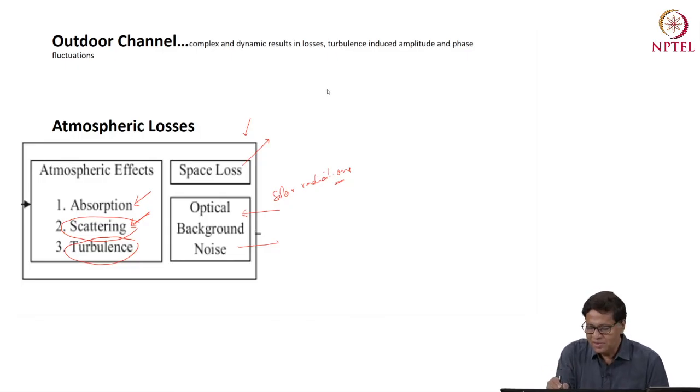So basically at the receiver, I have to find out how many photons I'm getting, signal photons, and how many are coming from background, or let me call them the noise component or noise photons. So basically this defines my signal to noise ratio, right? So this is about properties of the outdoor channel.